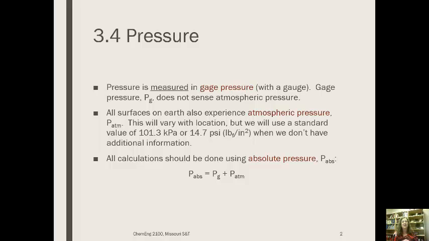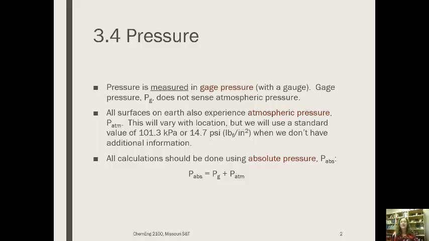All surfaces on Earth are also going to experience atmospheric pressure. Okay, we're going to designate that P atmospheric, so P with a subscript ATM. Okay, and this is going to vary with location, but we're going to set it as a standard typical value of 101.3 kilopascals or 14.7 psi.